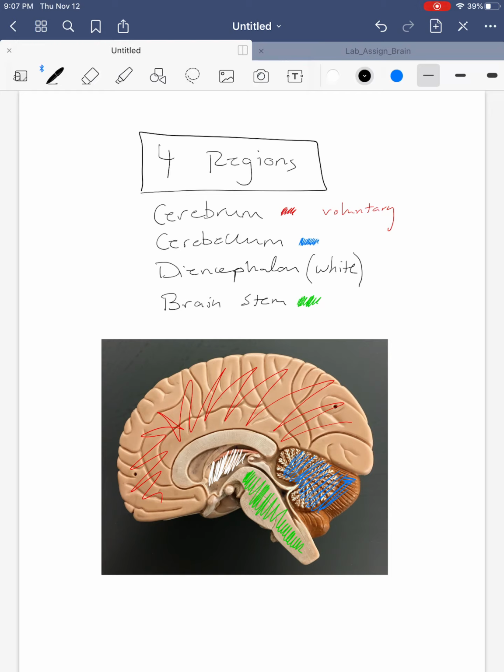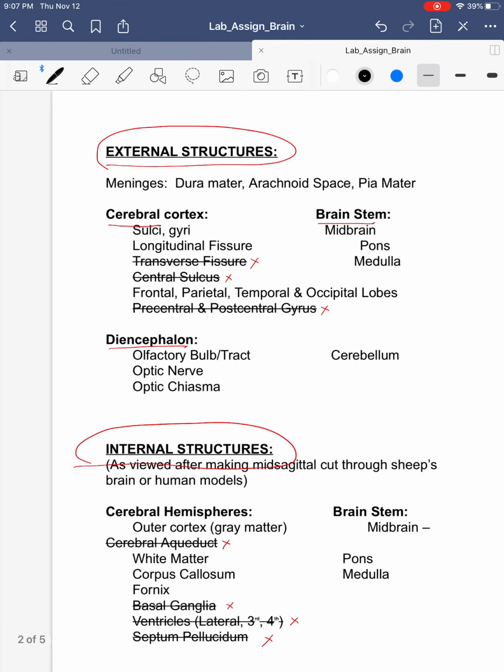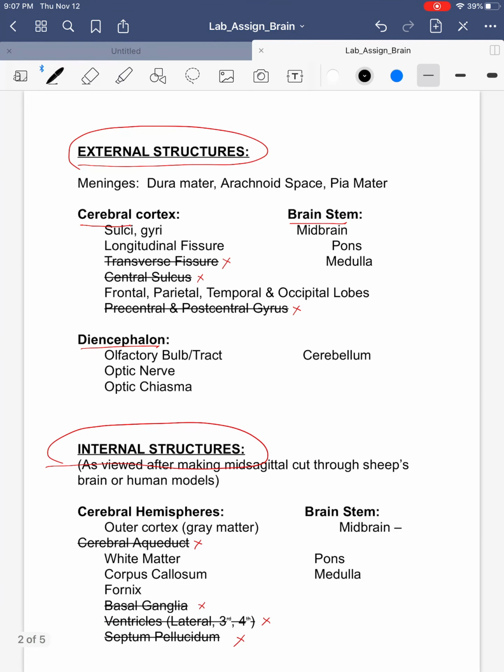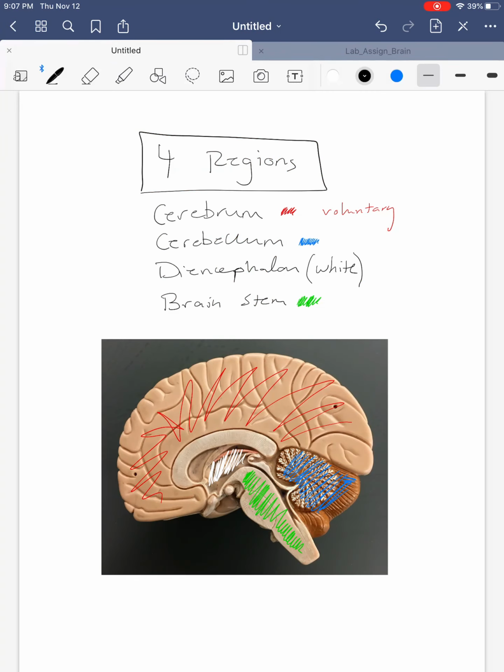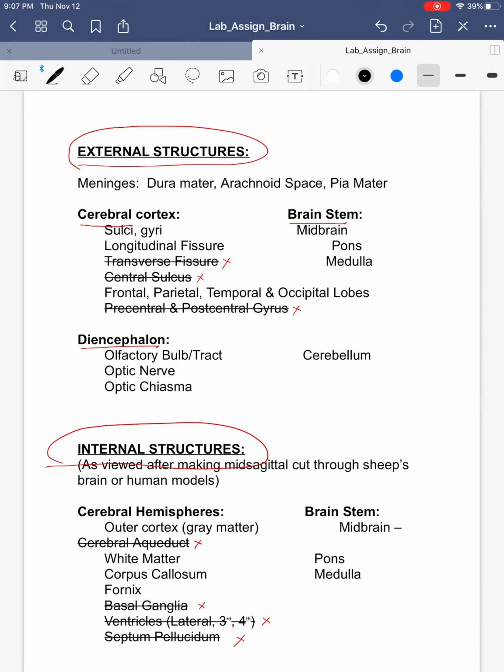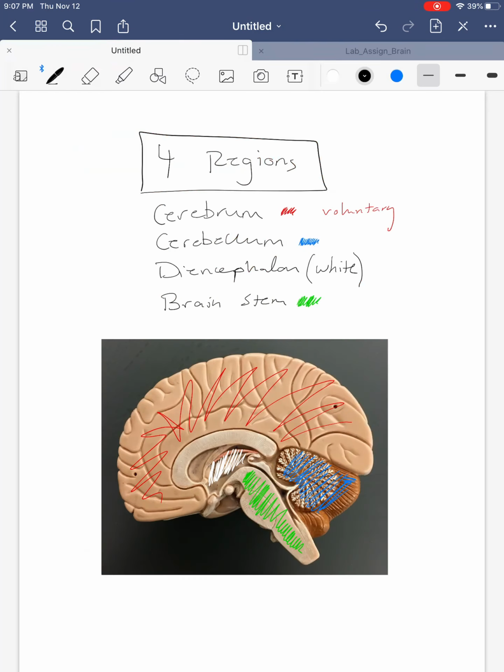Then, once we know that, we can start to dig in more deeply. So let me go back here, and let's start with the external structures. Now that we've done that, I'm going to erase this.